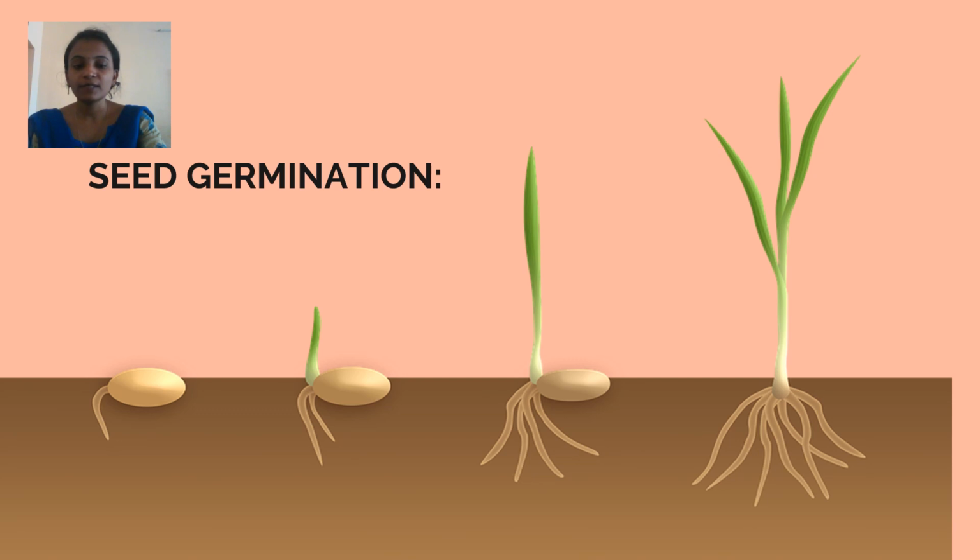The baby plant inside the seed has two parts. One is the root system, and another one is the shoot system. You all studied about this root and shoot. So these are the parts of the baby plant.